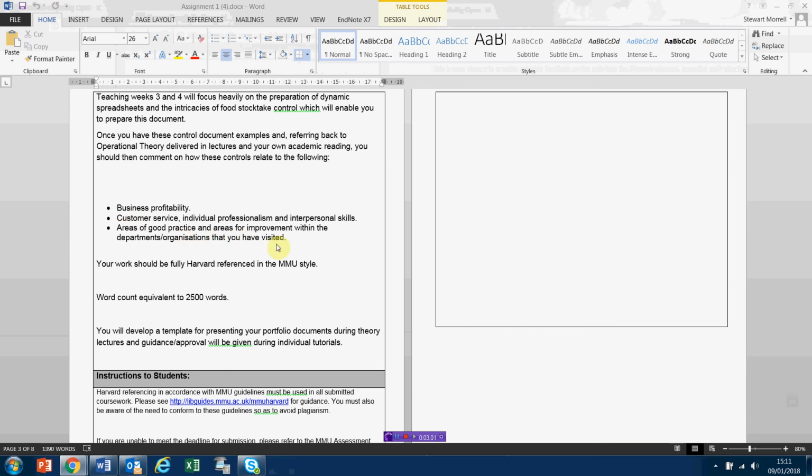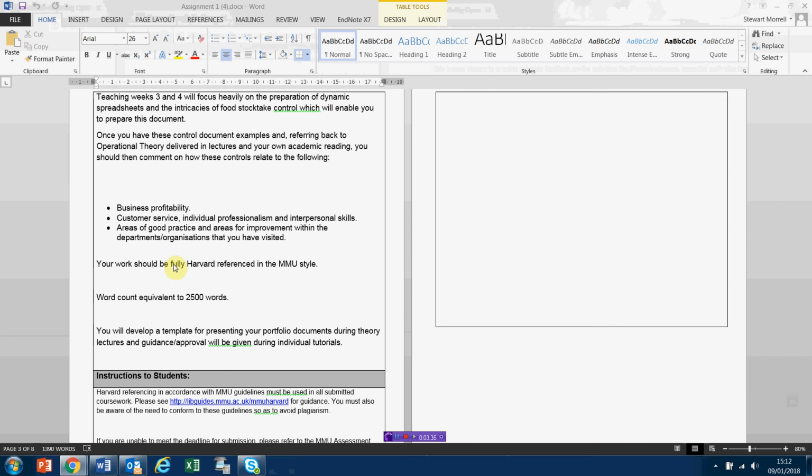Now, as I've already discussed, the word count of the whole assignment is 2,500 words. For your 2 control documents, there's 1,500 words, so you've only got 1,000 words to write. So that's approximately 300 words per area on business profitability, customer service and areas of good practice, with 50 words for your introduction and 50 words for your summary.